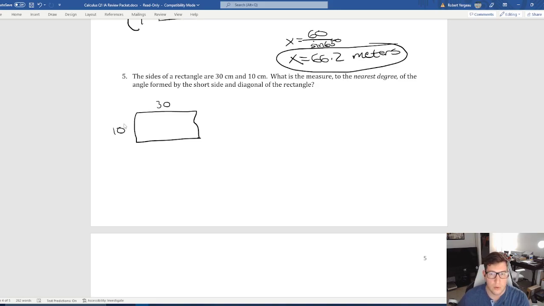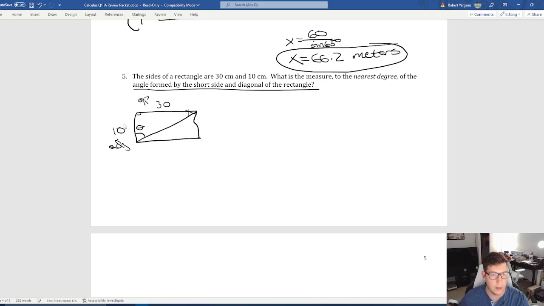Now, one of the things we need to be careful of is how this angle is being formed. We need the angle formed by the short side and the diagonal. So if I draw in this diagonal, I'm looking for the short side and the diagonal. Specifically, I'm looking for this. I do not want this. No, don't want that. If it's touching the long side, that is not what we want. We need this on the short side. And so this is my theta. Now, if this is my angle, that means the 10 is my adjacent, and the 30 is going to be my opposite.